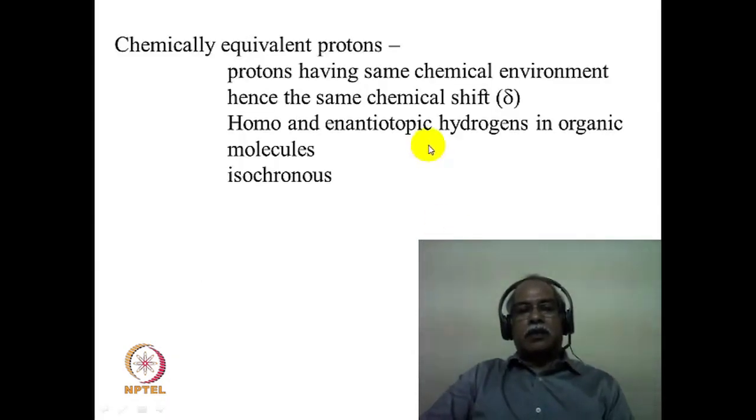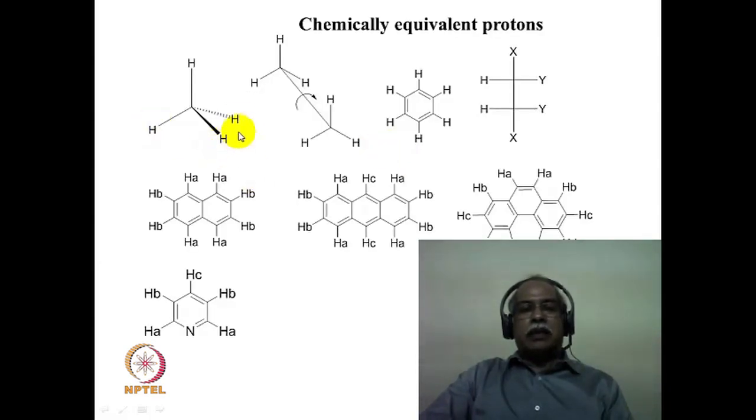Let us look into some definitions in terms of chemical and magnetic equivalence. When we say two protons are chemically equivalent, that means they have identical chemical environments, which means they will have identical chemical shifts. They are called isochronous nuclei because they come at the same frequency. Typically, homotopic and enantiotopic hydrogens in organic molecules are chemically equivalent. Now, if you take the example of methane, all the 4 hydrogens are arranged in a tetrahedral fashion. It is highly symmetrical. Td symmetry is what is present. So, as a result of that, the chemical environment of each of these hydrogens is identical.